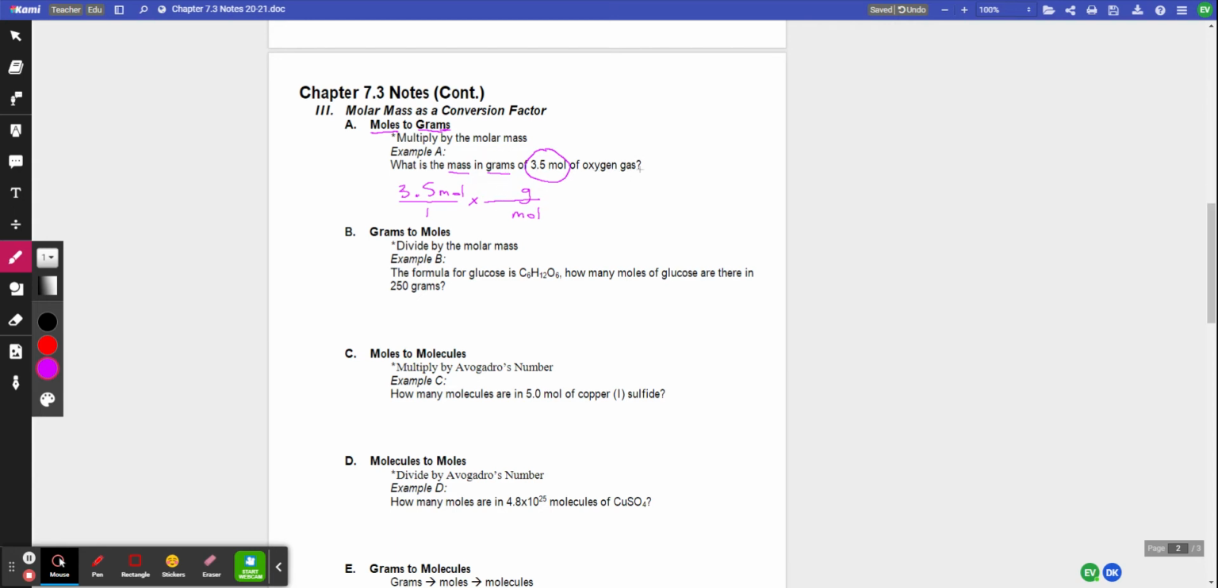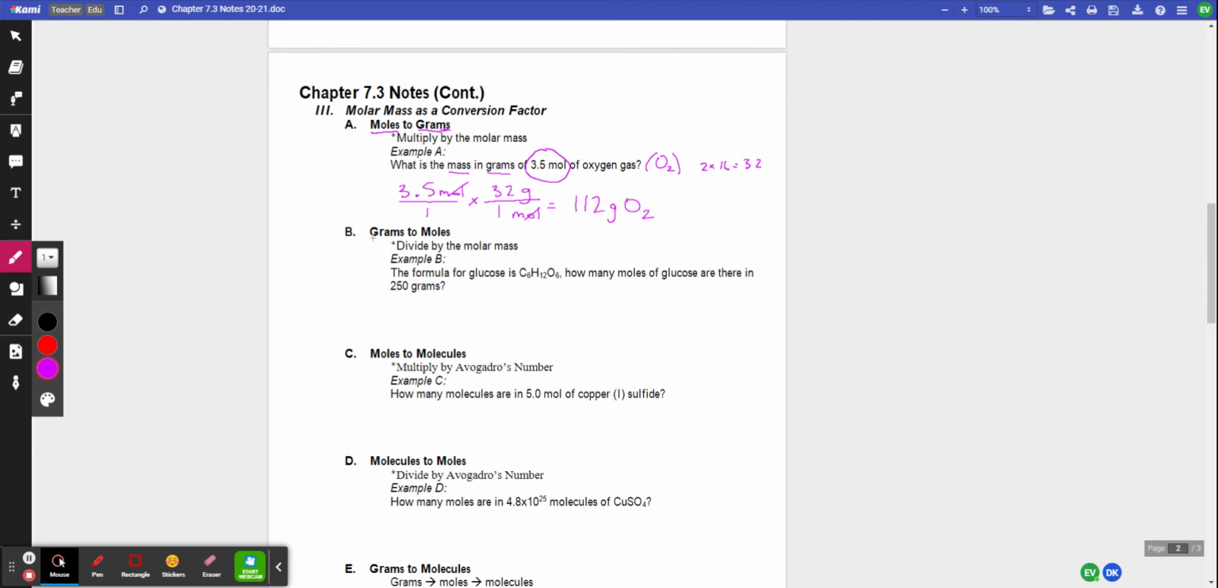So for oxygen gas, that's kind of a tricky question. The formula is O2. Oxygen has a mass of 16, which we find on the periodic table, and there are 2 of them. So the molar mass of oxygen is 32. Okay, so 32 grams of oxygen are in 1 mole. That's its molar mass. And now you can see moles cancel, and we're going to be left with the units we want, which is grams. And the answer is 112 grams of O2.